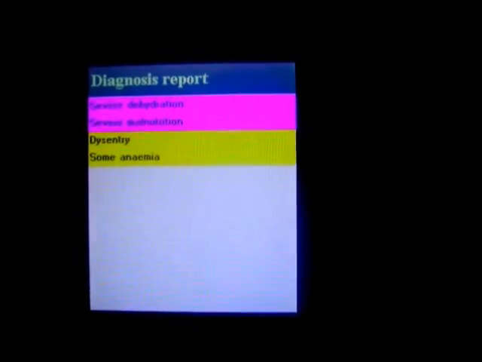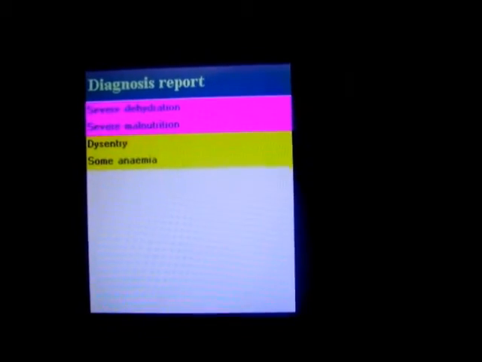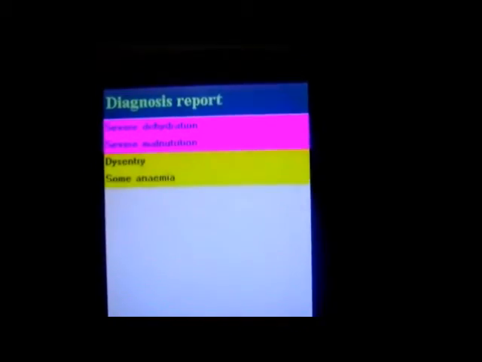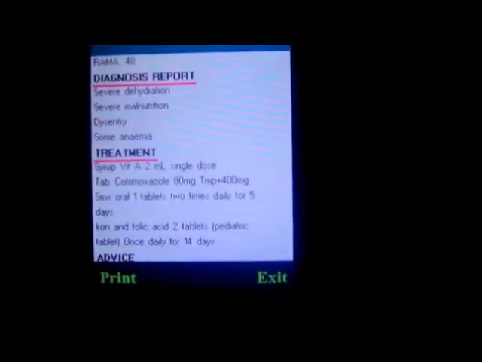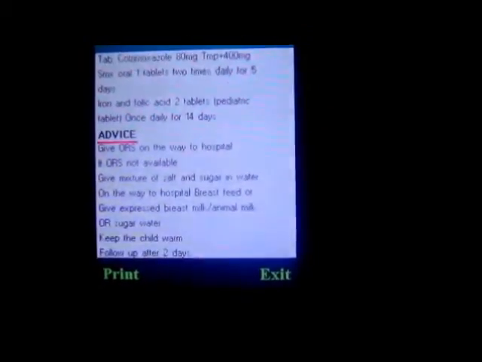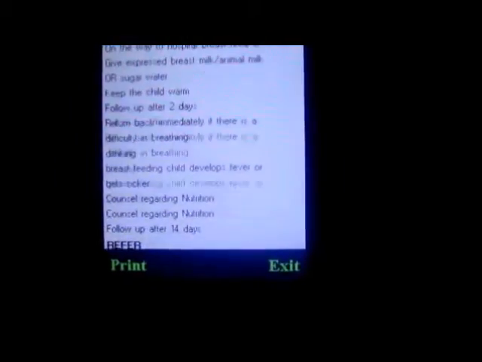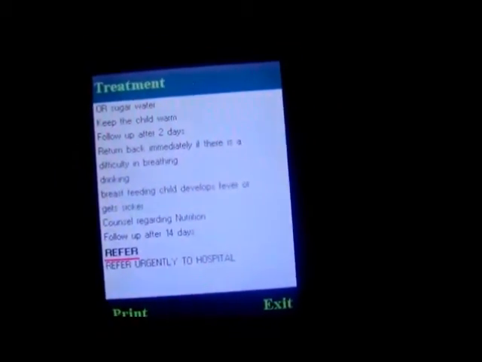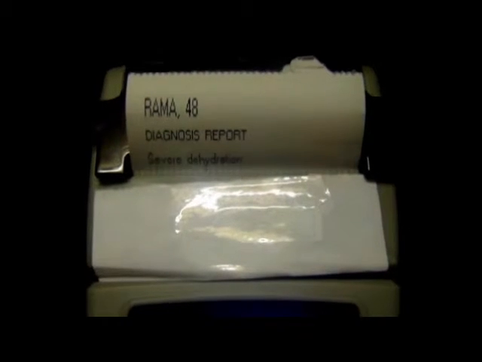She is given the first dose of appropriate antibiotic, which is cotrimoxazole for the dysentery, and iron folic acid tablets for anemia. The child is urgently referred to the PHC, which is a primary healthcare center, for further management. And this can be printed out using a slip like this.